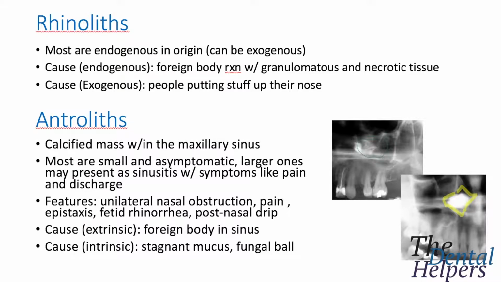The extrinsic form is going to be a foreign body in the sinus. This could be a tooth that made it into the sinus, the maxillary sinus. It could be really anything. If it's intrinsic, on the other hand, it could be stagnant mucus. It could be a fungal ball.